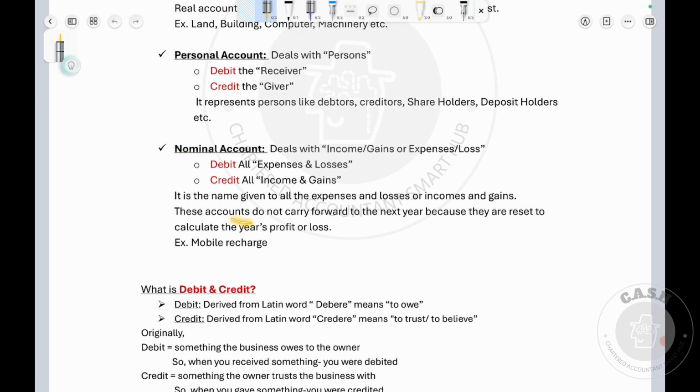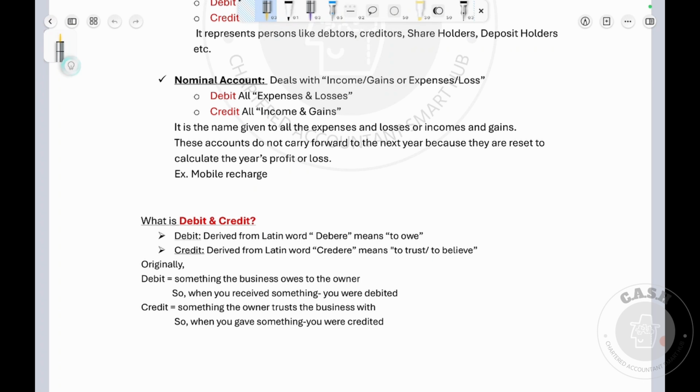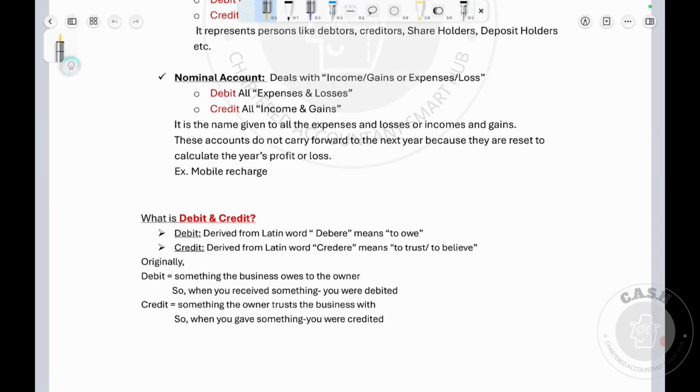But these accounts do not carry forward to the next year. It is like a temporary account. You use it for a particular year only. Think of an example like mobile recharge. If you recharge for a 5 day data plan, then you have to use it within those 5 days only. Whether you use it or not, the data will expire on the 5th day. Like that, in the profit and loss account, we use these nominal accounts to calculate that particular year's profit or loss.